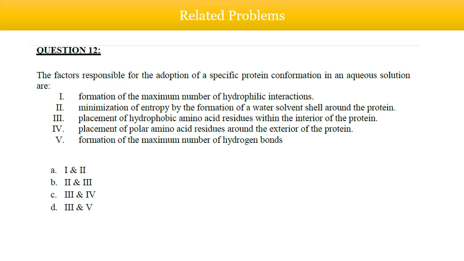Formation of the maximum number of hydrophilic interactions, minimization of entropy by the formation of water solvent cells around the protein, placement of hydrophobic amino acid residues within the interior of the protein, placement of polar amino acid residues around the exterior of the protein, or formation of the maximum number of hydrogen bonds. So what are the factors that are important for the specific protein conformation in the aqueous solution?